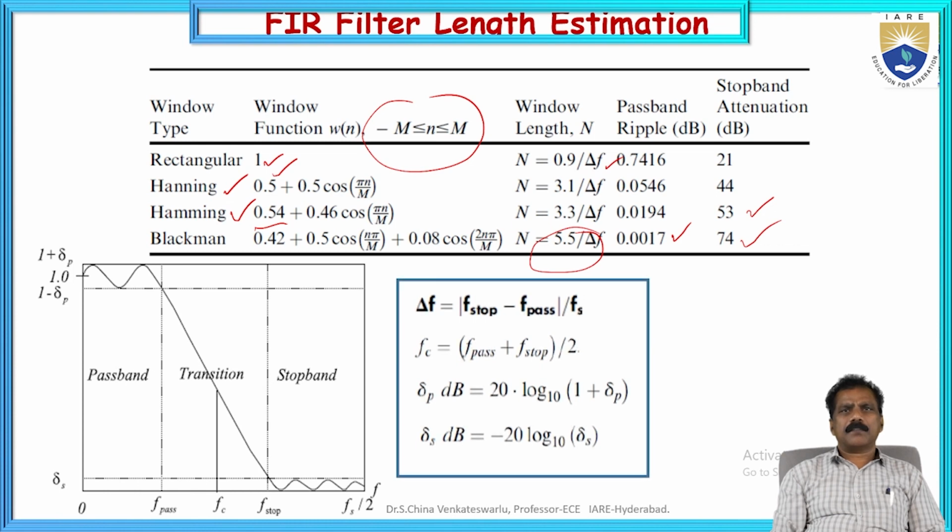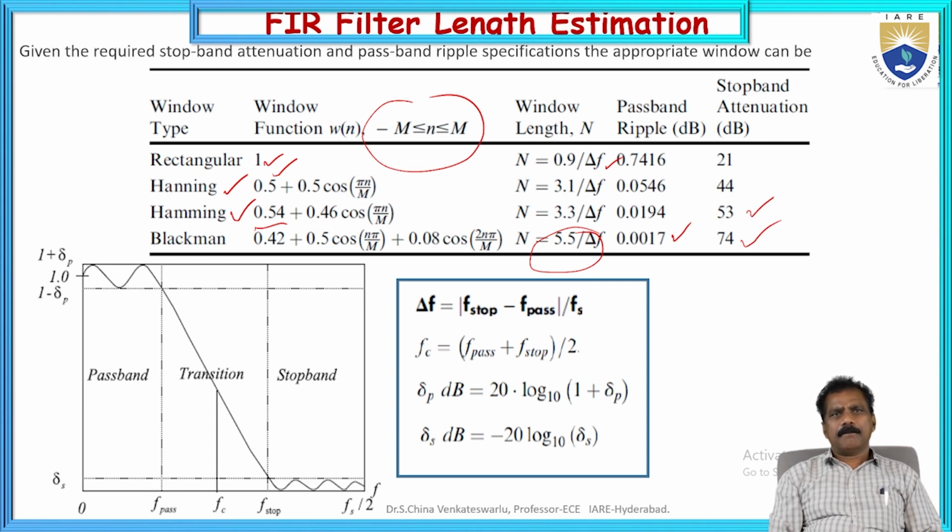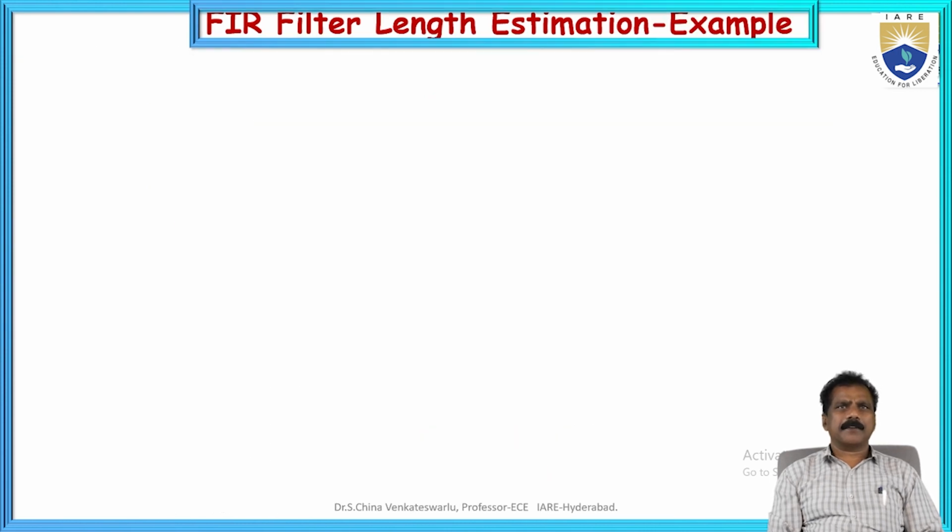To verify, the cutoff frequency is the passband frequency plus stop band frequency divided by 2. δP in dB is 20 log base 10 (1 + δP), and δS in decibels is equal to minus 20 log base 10 δS. So like this, to verify this is the finite impulse response digital filter length estimation.